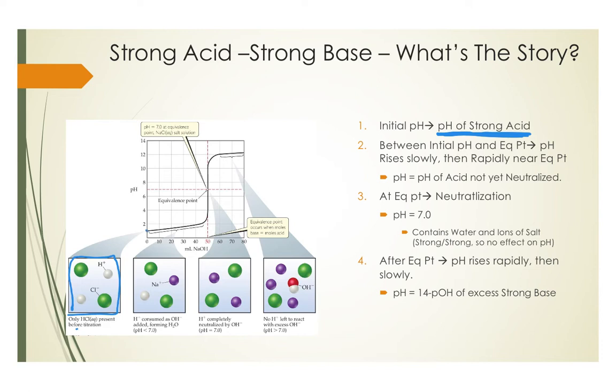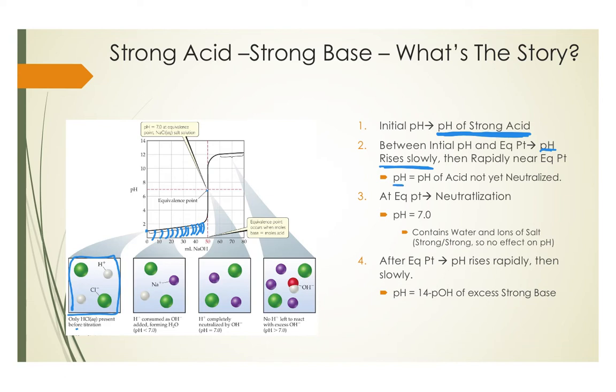Then, between there and the equivalence point, the pH rises slowly at first. Why does it rise slowly? Well, we're slowly but surely taking out just a little bit of H+ at a time. And so that's going to cause the pH to go up and up and up.